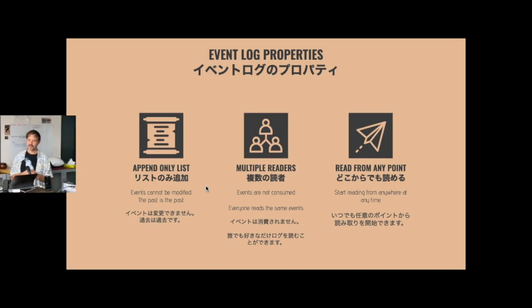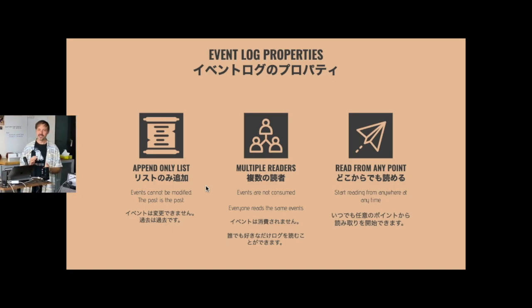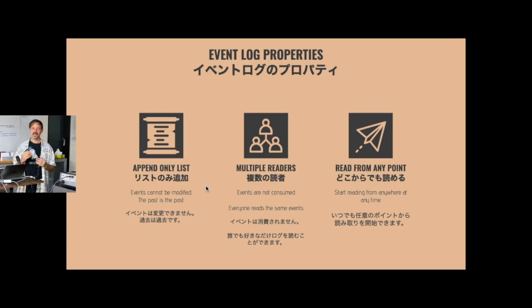When you look at an event log, you can start from the beginning. 30 other services could also be starting from the beginning and reading over those same events that you are. And finally, you can read from any point. You can say, give me starting from event number 3. And it will give you starting from event number 3, as far back as you want.